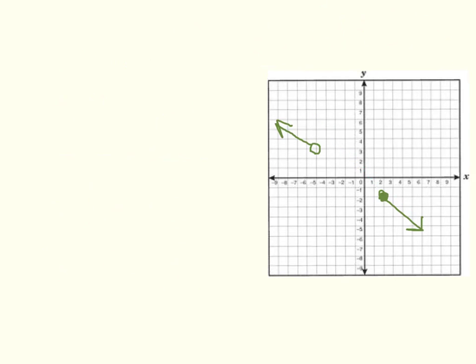Let's do one final example. Here we have two lines with a big space in the middle. So let's get right to it. First, we're going to state the domain using inequality notation. X is less than negative 5 or x is greater than or equal to 2.